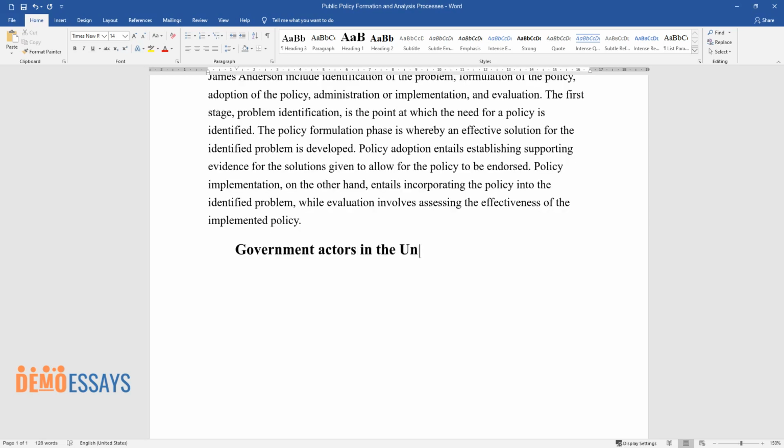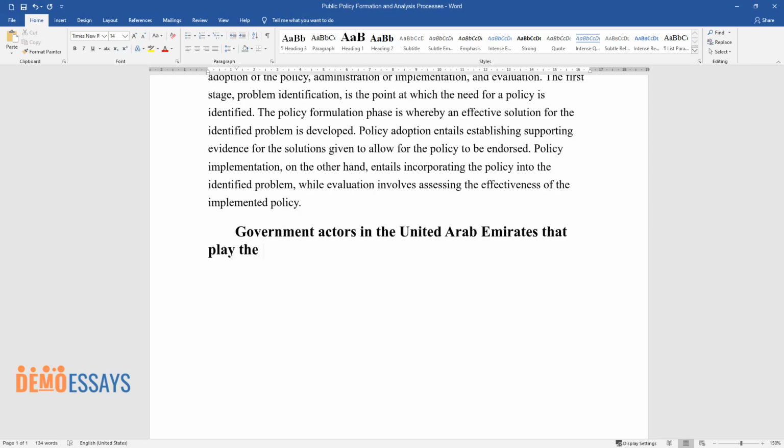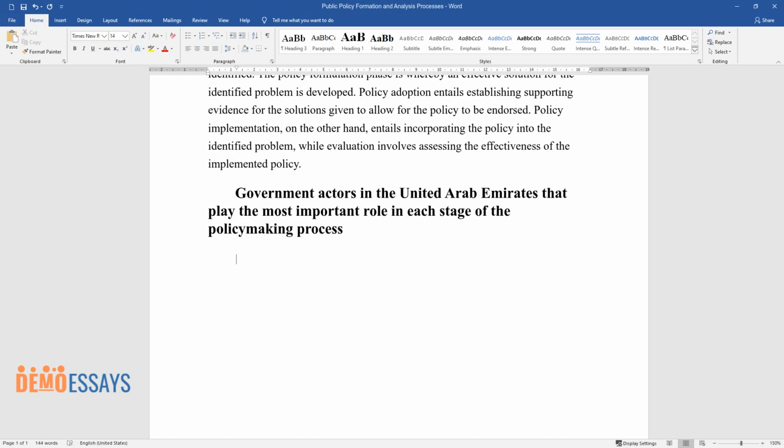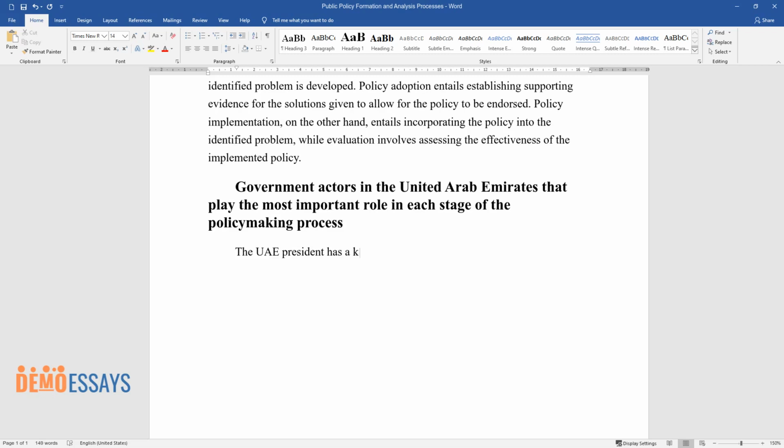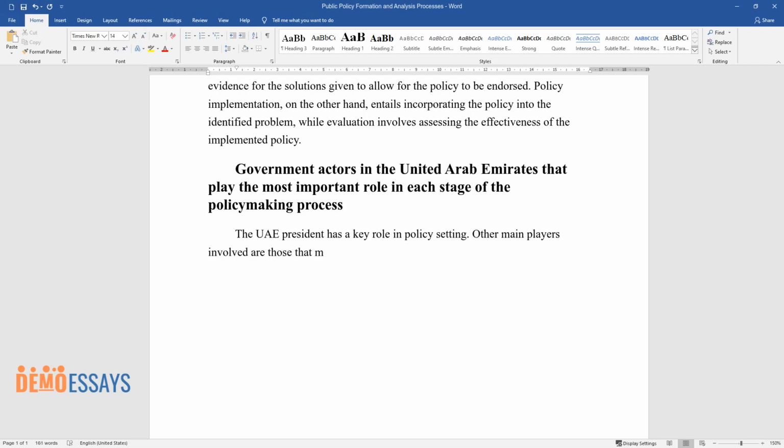Government actors in the United Arab Emirates that play the most important role in each stage of the policy-making process. The UAE President has a key role in policy setting. Other main players involved are those that make up the Executive Council.